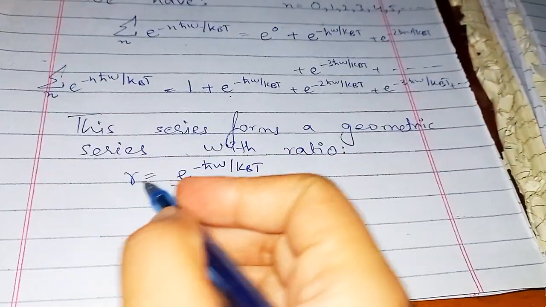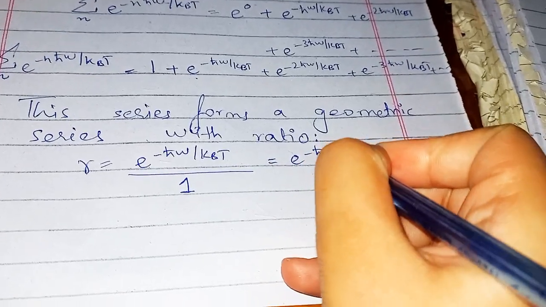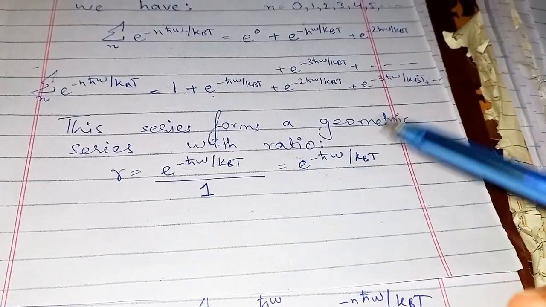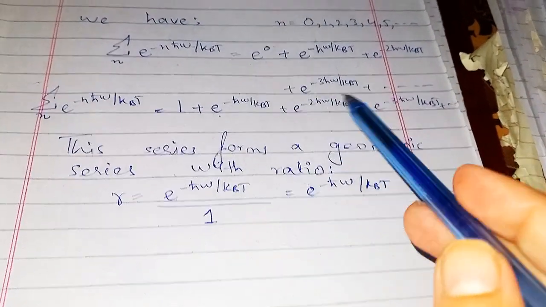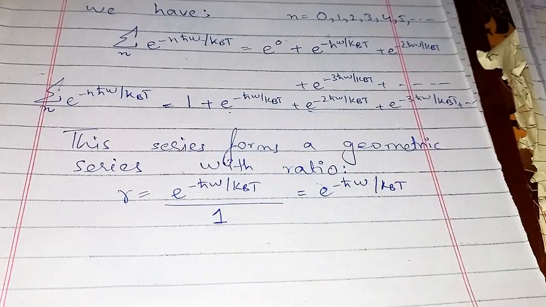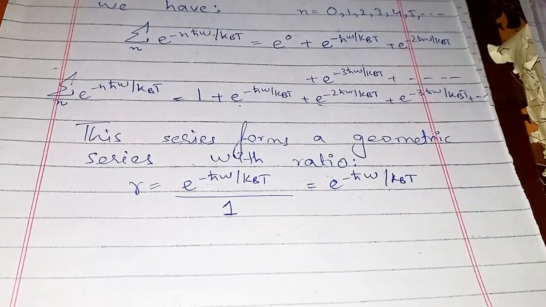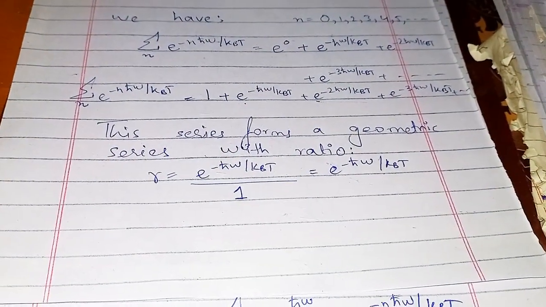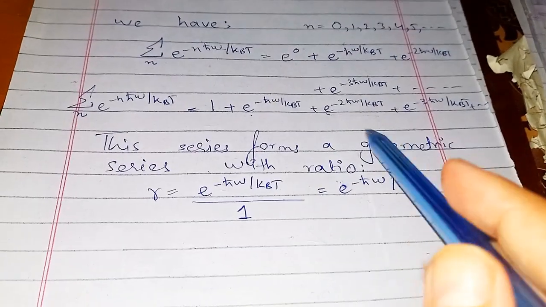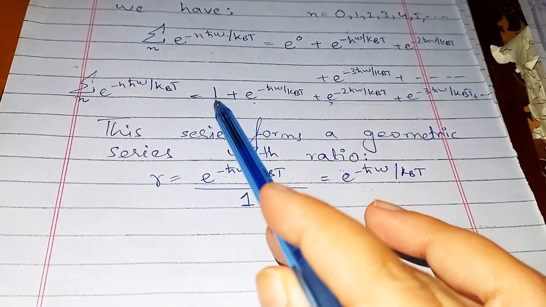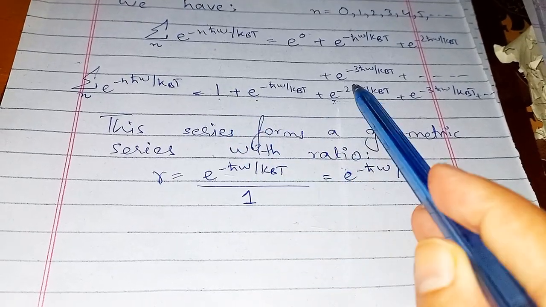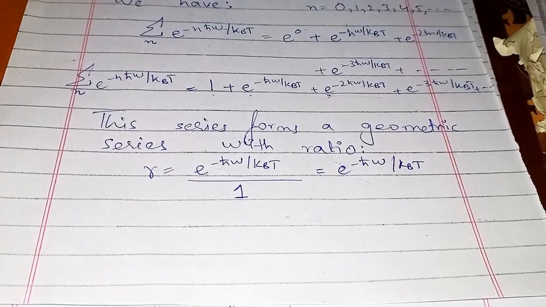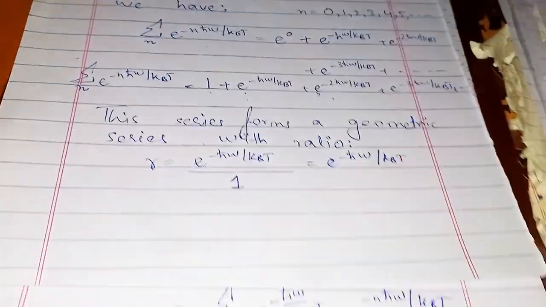So you can see here r would be simply e to the power minus ħω by kBT. So this is the ratio, and you would have even calculated it by dividing the third term by the second term. You'll get the same result because it's a geometric series. That's the property of a geometric series. The ratio will remain the same between two consecutive terms, which doesn't mean that if you divide this term by this term, and this term by this term, you'll get a similar result. No, that's not the meaning of a geometric series. It's always true for consecutive terms.